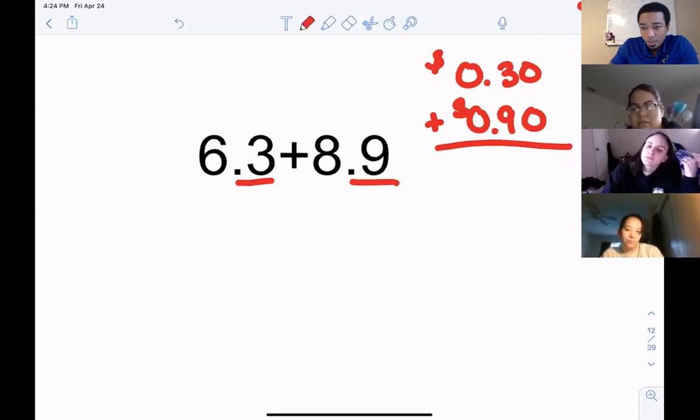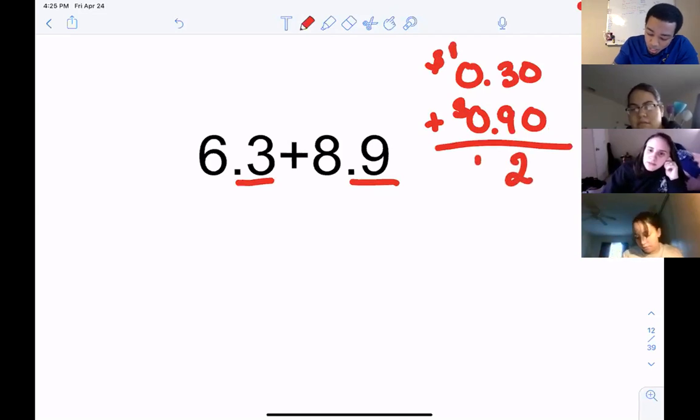Oh. If I had 30 cents and, yeah, there you go. Exactly. That's $1.20. Once we do the 3 and the 9, we get the 12, but the 1 goes into the next unit place. So into the ones column. And so that would be 1.2 or $1.20.